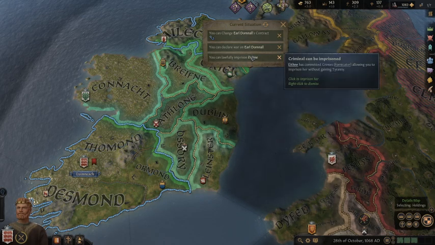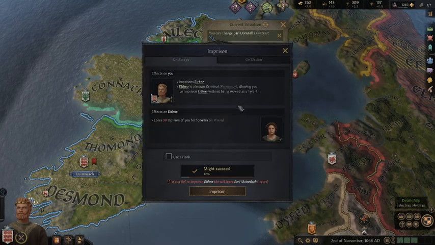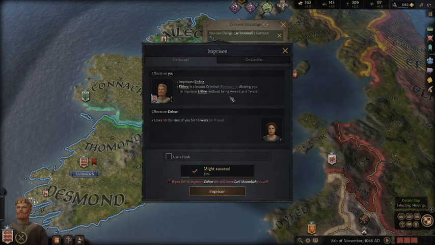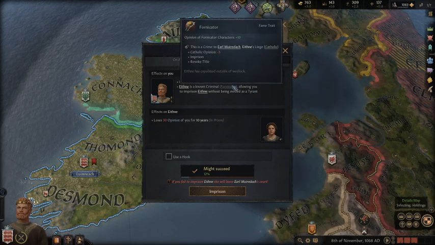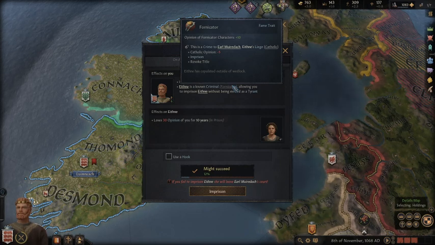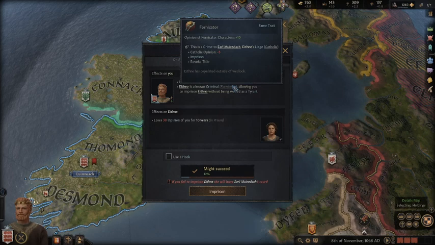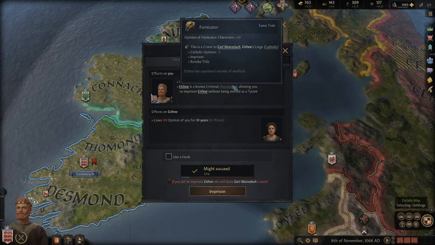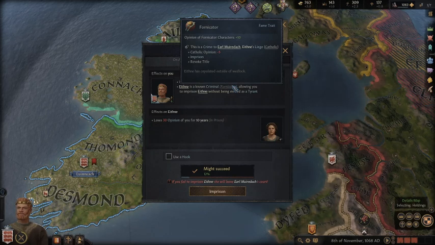3 issues. Can lawfully imprison this person. Ethne, she is a known criminal. Fornicator. An opinion and a fornicator characters plus 10. This is a crime to Earl Elmir that I could imprison his liege for being Catholic. Catholic opinion minus 5. Imprison, revoke title. Ethne has copulated outside of wedlock.